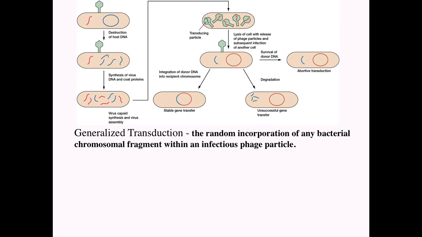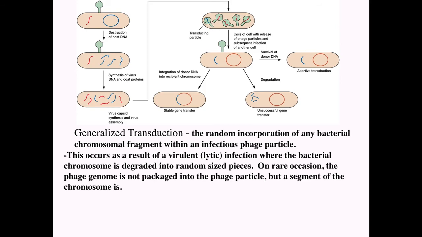And so that piece of DNA, especially if it has homology somewhere in the chromosome, can cross over and produce a stable gene transfer. Probably more often than not, the situation is shown here on the right, an unsuccessful gene transfer, where that DNA is recognized as foreign. It's restricted. In other words, restriction enzymes chew it up. But this stable gene transfer is a very important means for transfer of DNA in bacteria.